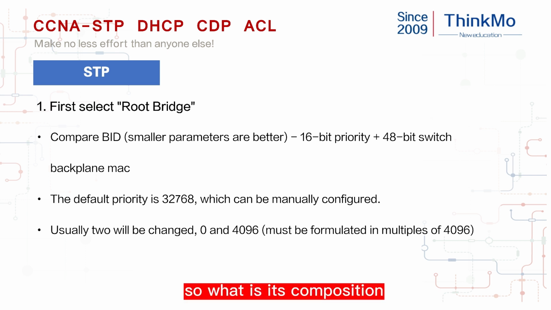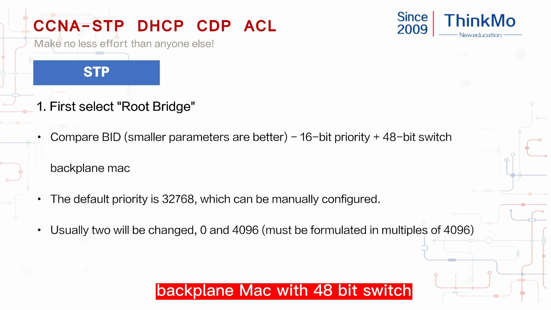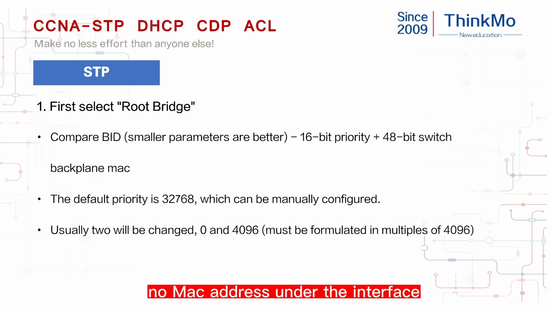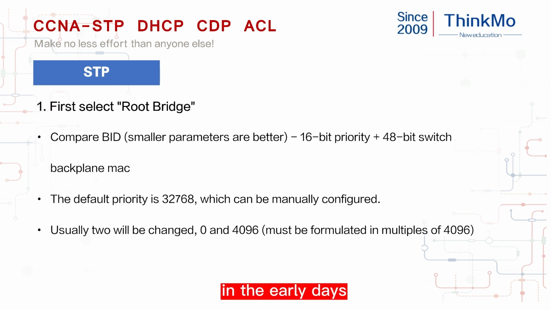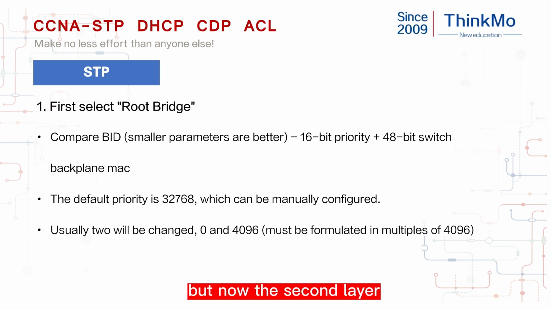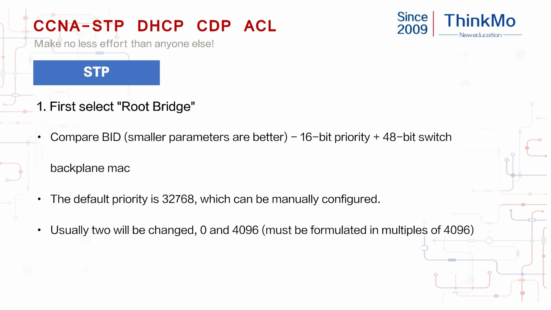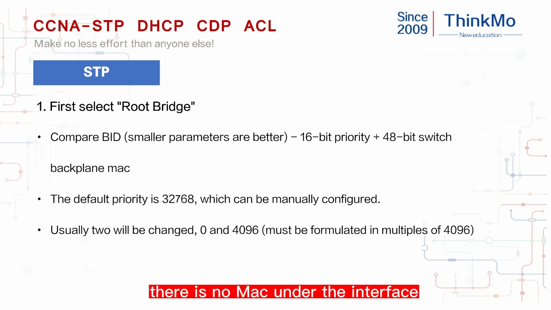So what is its composition? It is a priority of 16 bits plus the backplane MAC of the switch with 48 bits. Now many switches have no MAC address under the interface. In the early days, there were MACs under the switch interface, and each manufacturer is different. But now the second layer switch basically only has one backplane MAC. There is no MAC under the interface.